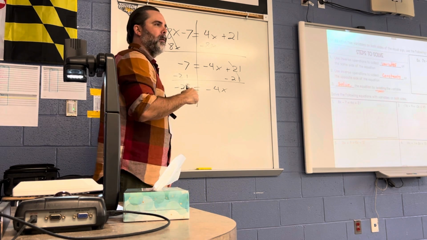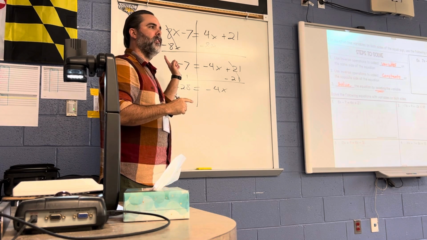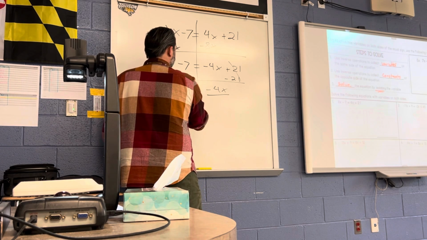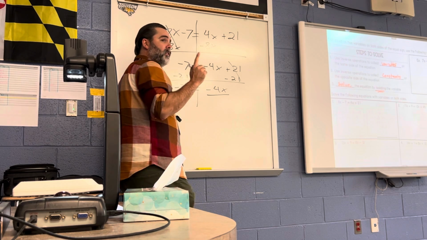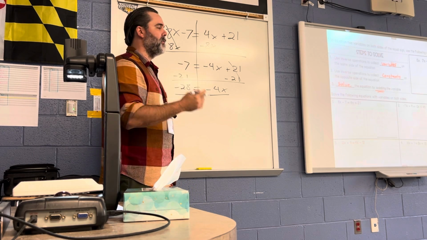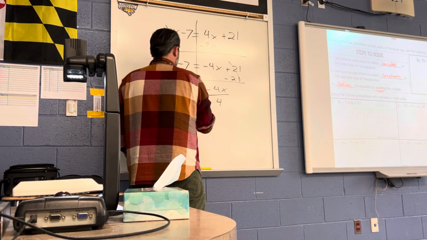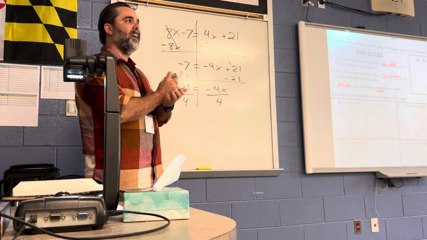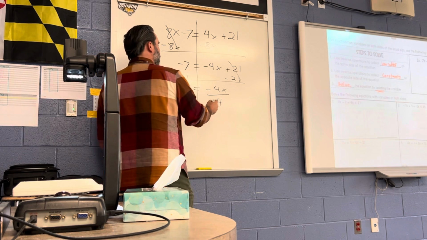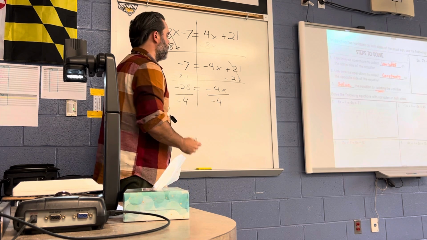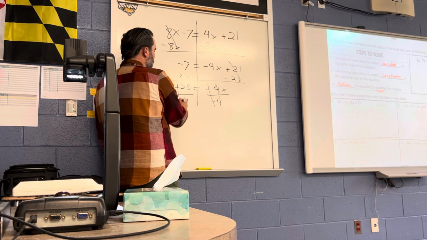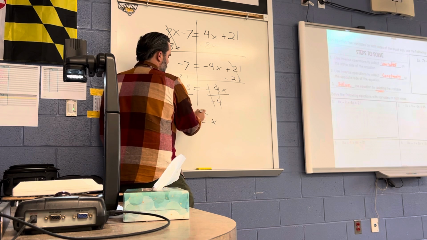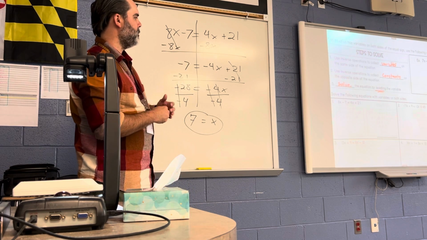Now, did anyone start this problem by moving the 4x first? You did? And are you seeing that it's going to give you the same answer? Yeah. So now we divide both sides by what? A lot of you guys are saying divide by 4. We don't divide by 4, because if I divide by 4, what doesn't go away? The negative. I want to get rid of that negative as well as the 4. So I've got to divide by negative 4. Okay? Alright, so the 4's cancel, the negatives cancel. Over here, my negatives cancel, and I'm left with x equals 7.